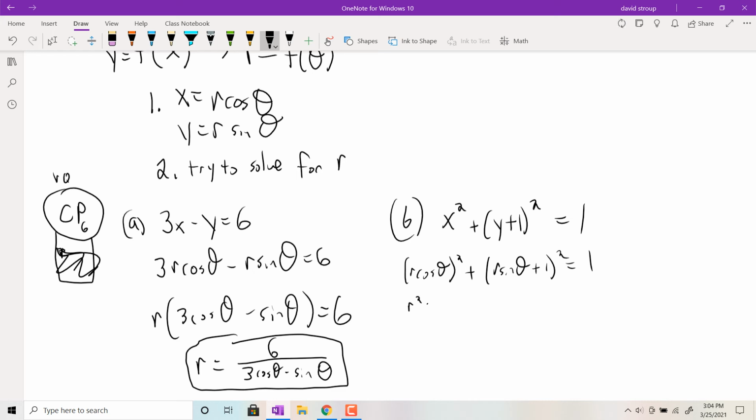This will be r squared cosine squared theta plus FOIL on this guy. So you get r sine theta times r sine theta is r squared sine squared theta. And then you have r sine theta plus r sine theta, so plus 2 r sine thetas. And then 1 times 1 is 1. You can move the 1 to the other side and get 0. And then you could also factor out this r squared, and you note there's a Pythagorean identity sitting right in front of you.